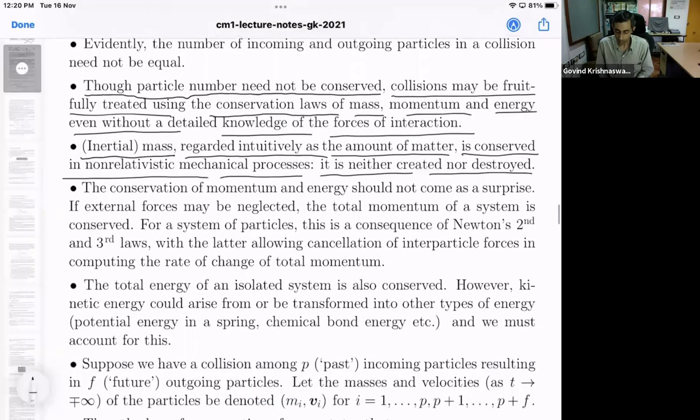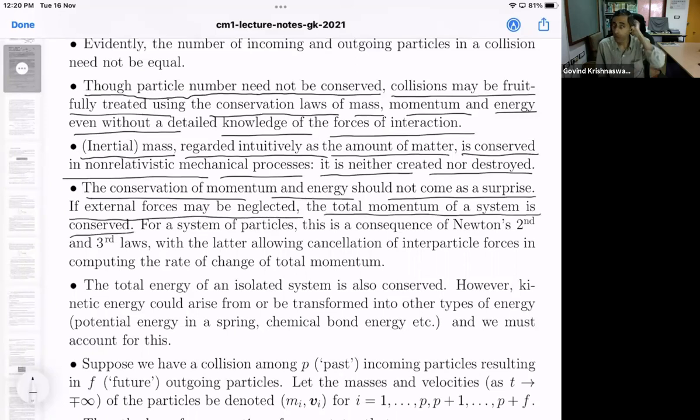The other ones, the conservation of momentum and energy, should not come as a surprise. If external forces may be neglected, then the total momentum of a system is conserved. You have shown this in a specific example in the previous homework set. To do that, I believe you exploited Newton's third law to cancel the contributions of interparticle forces to the computation of the rate of change of total momentum. So if external forces are absent or neglected, then the total momentum of a system is conserved.